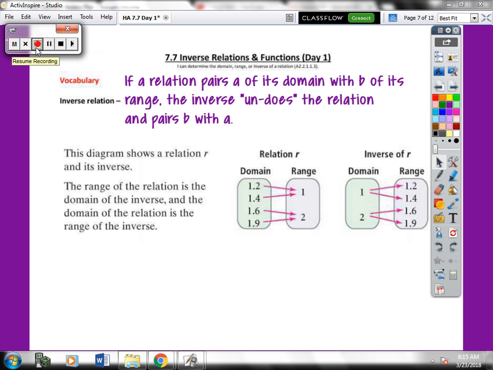Some students struggle with domain and range. All right, so an inverse relation is if the original relation pairs A of the domain with B of its range, what the inverse does is it switches the domain and the range. So it pairs B with A. So the domain is now what the range was, and range is the domain.